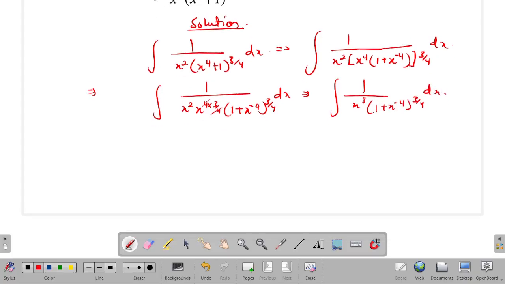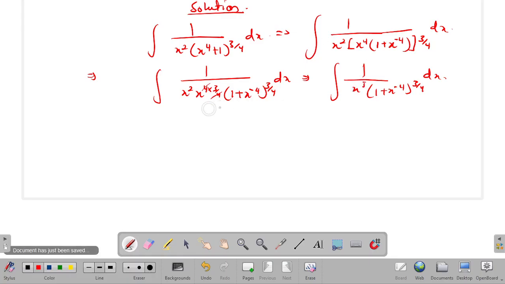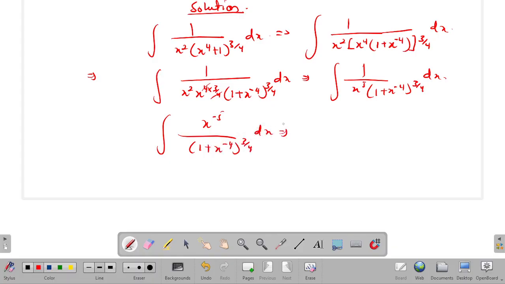So what happens is I'm going to push my x to the power 5 up. So this is the same as the integral of x to the power negative 5 over the expression (1 plus x to the power negative 4) to the power 3 over 4, dx, right? So you do your substitution. Let u be equal to 1 plus x to the power negative 4, which I have down here, right? So therefore, du over dx gives us negative 4 x to the power negative 5.